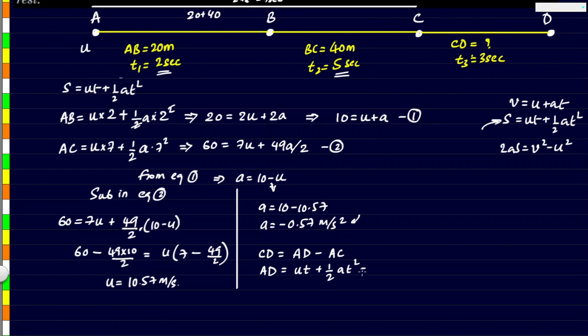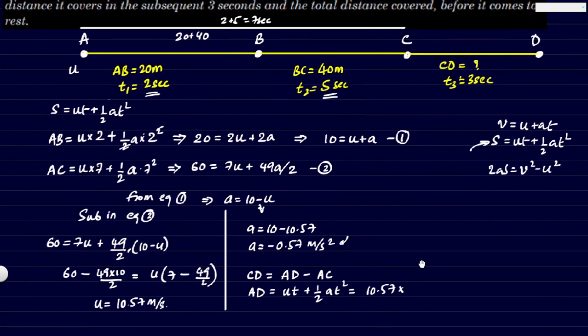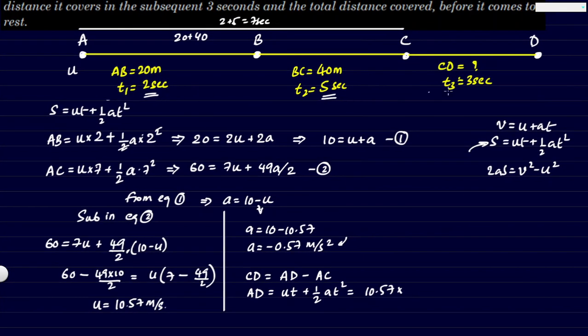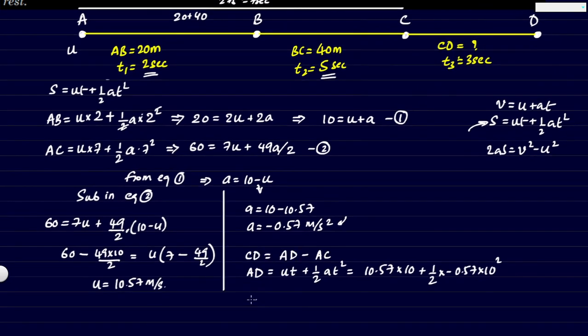So what's the value of U we found out, that is 10.57, and time taken, we'll have to take the total time taken, so that is 2 plus 5 plus 3, that total comes out to be 10, plus half into negative 0.57 into 10 square. Fine. So that's the value of AD.